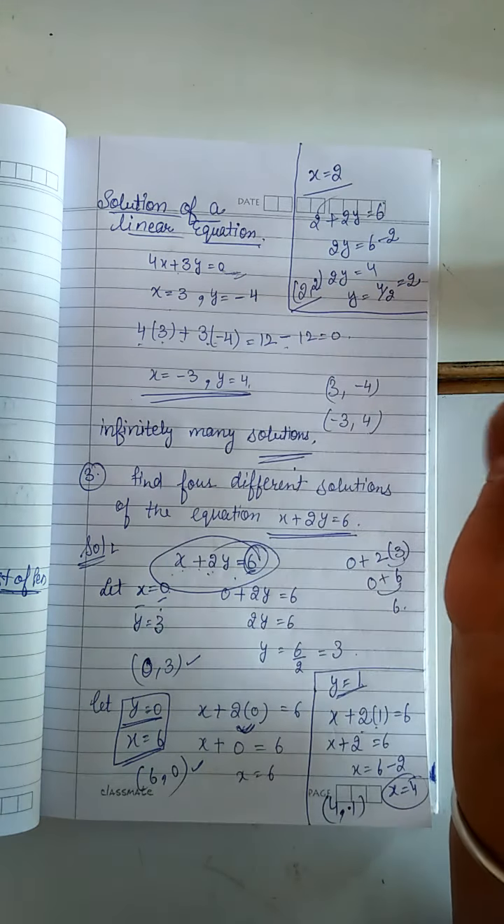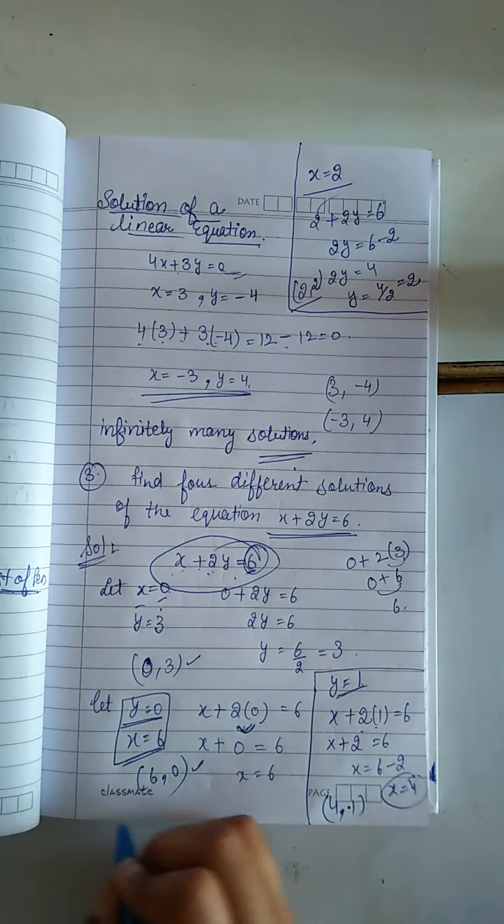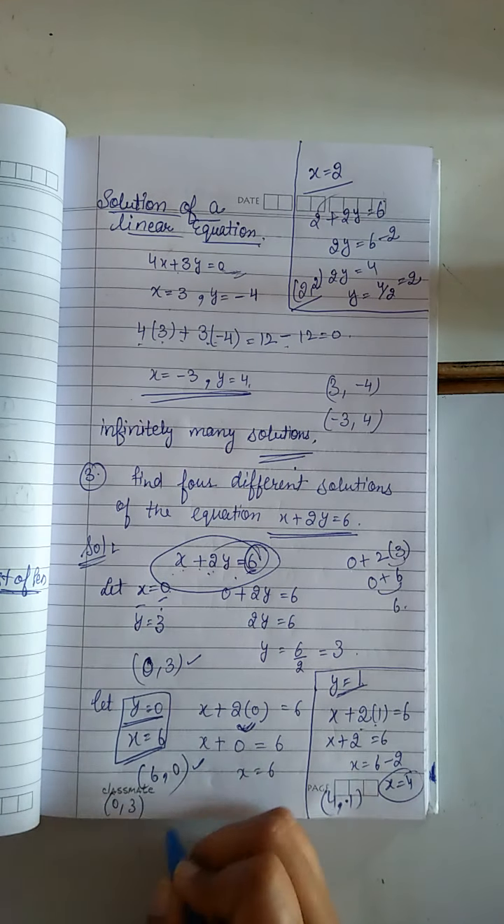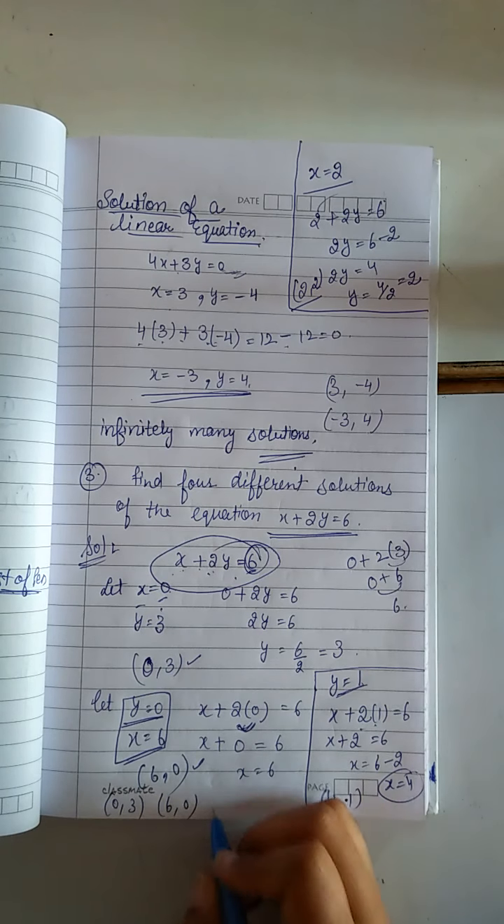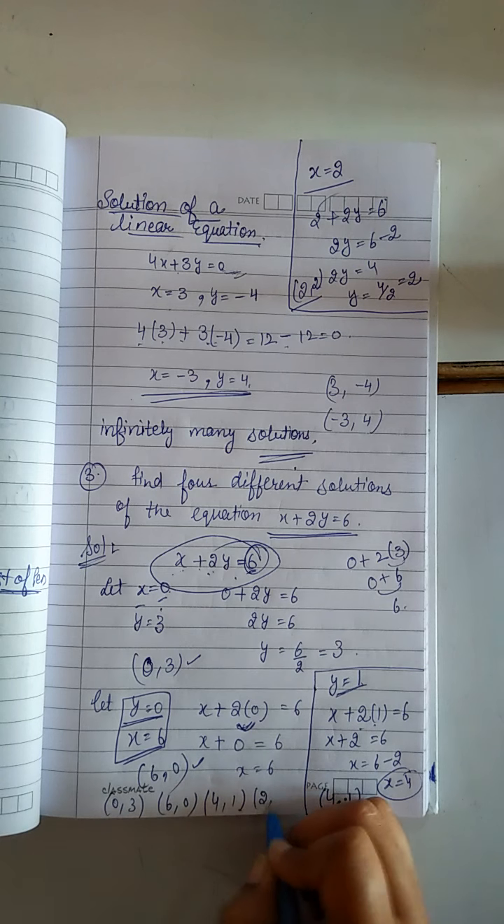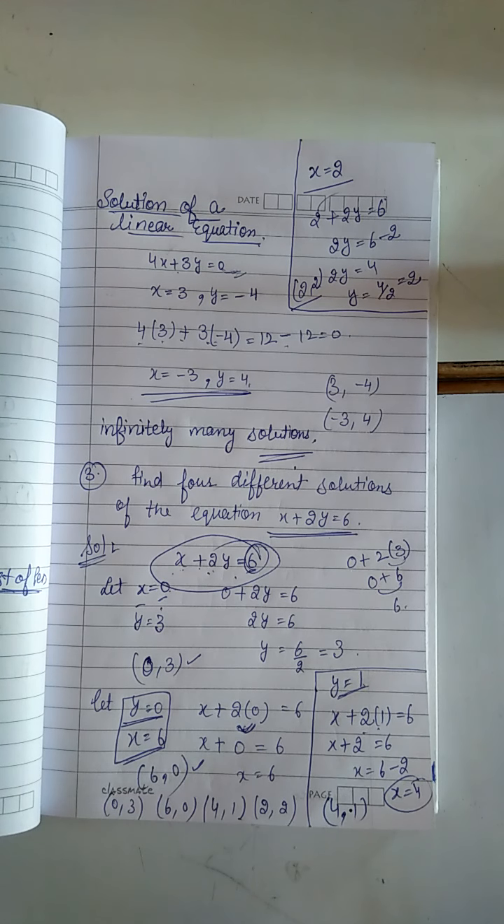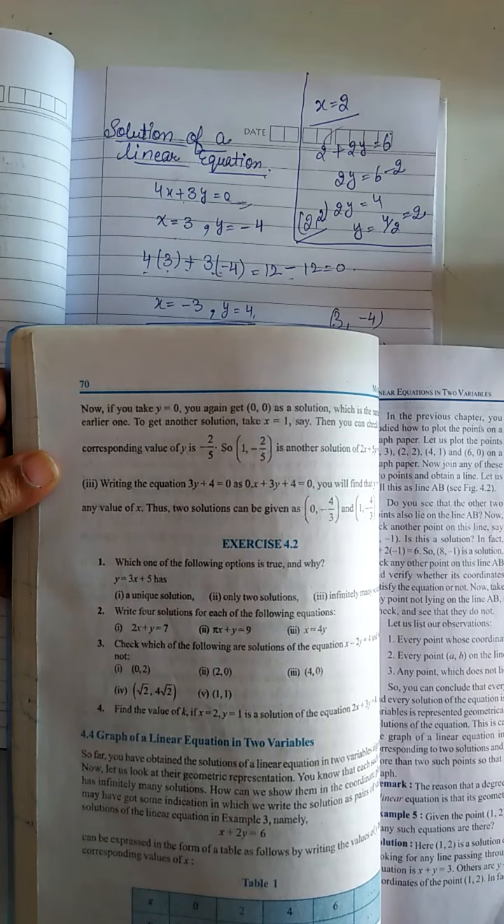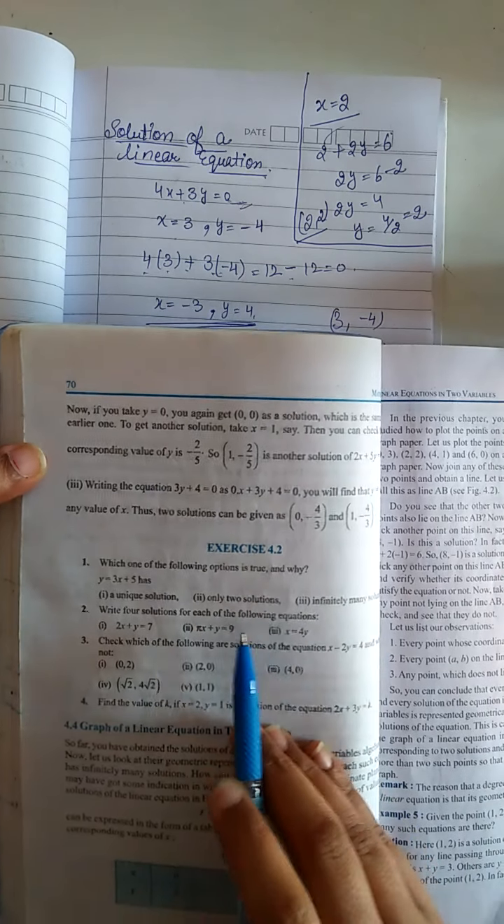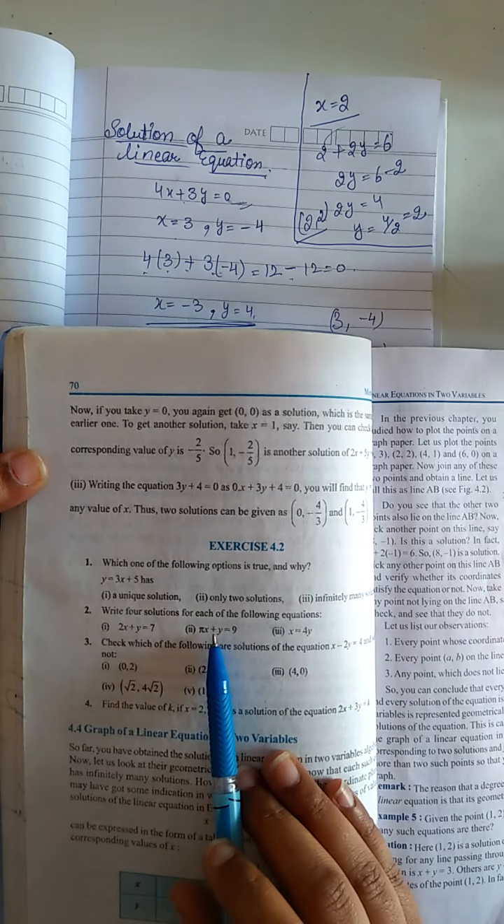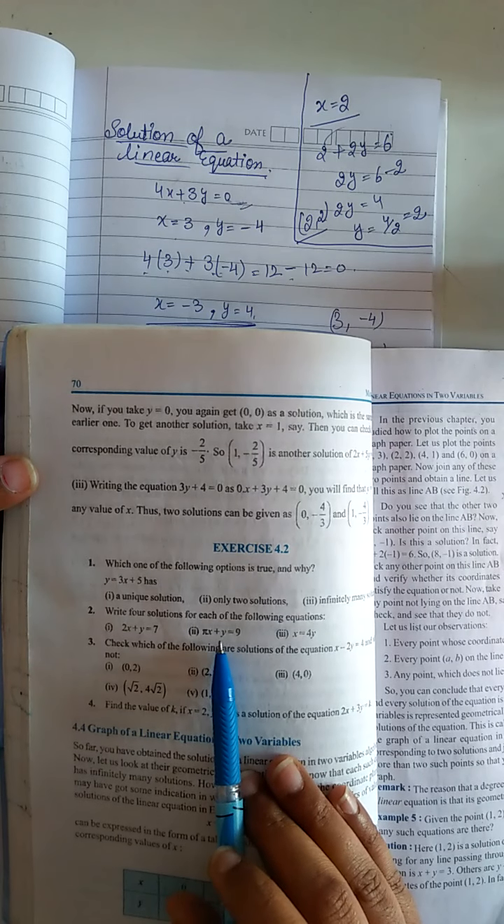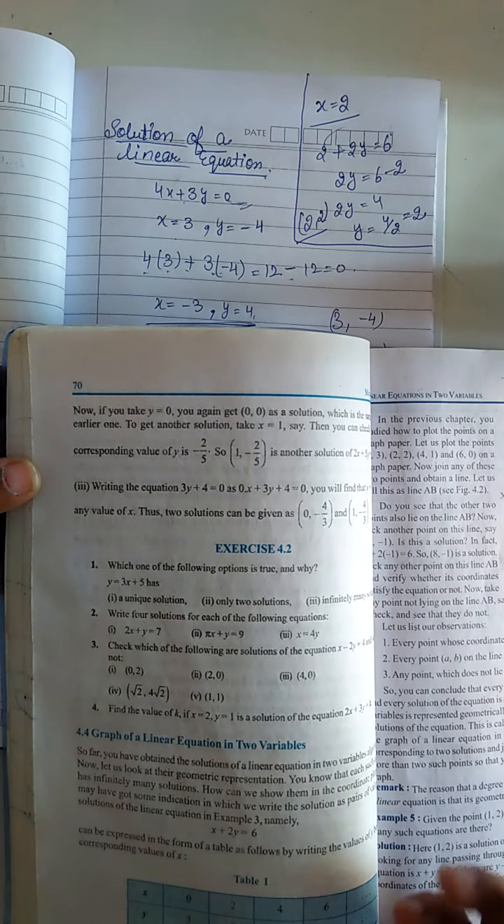So we get the four solutions, that is (0, 3), (6, 0), (4, 1) and (2, 2). Okay, clear to everyone how to find the solutions? Here we have the exercise. In the first question we have to find whether the equation has a unique solution, 2 solutions or infinitely many solutions.